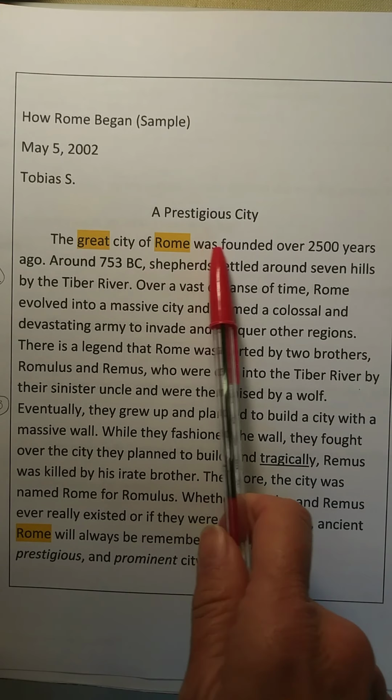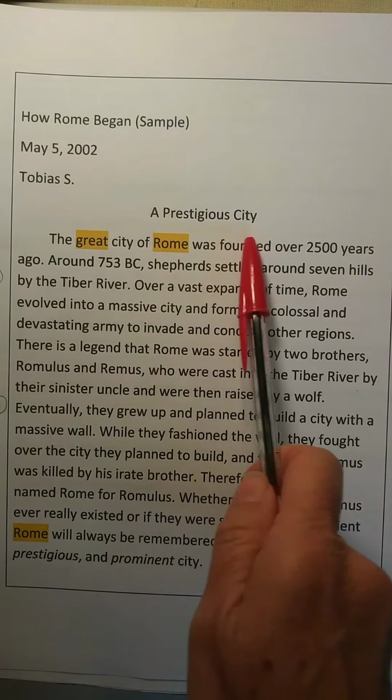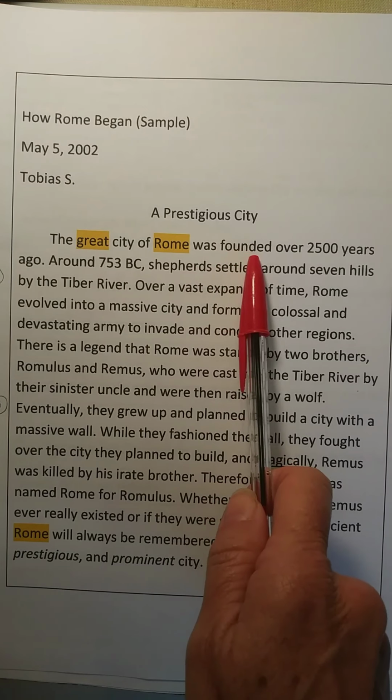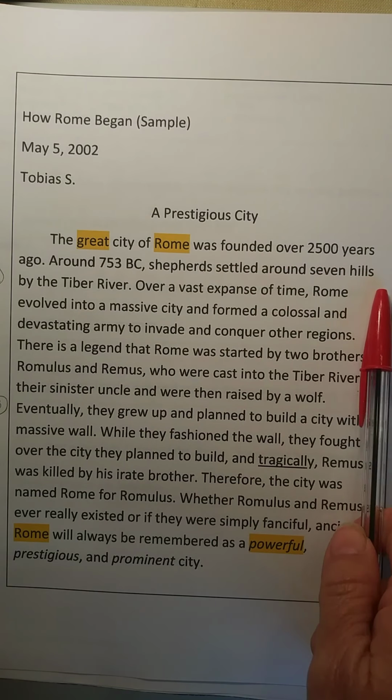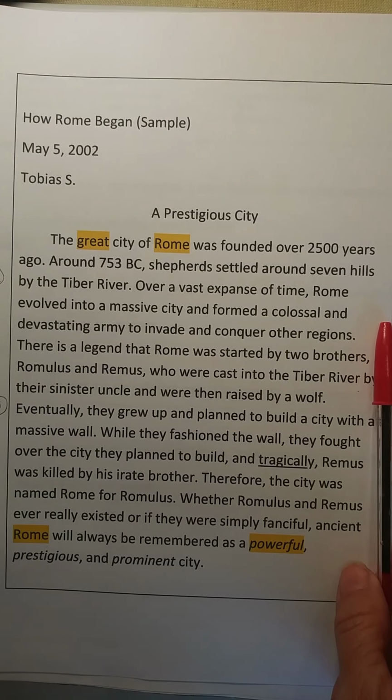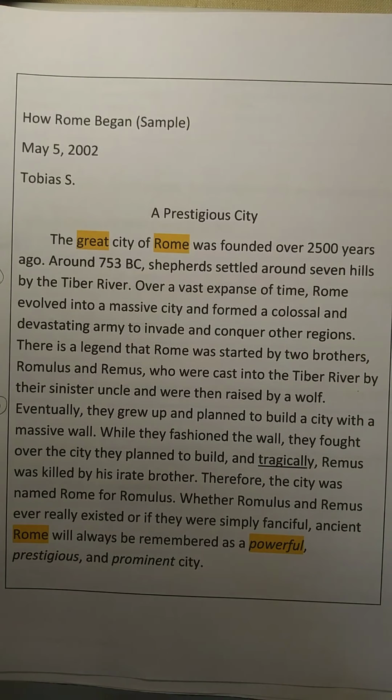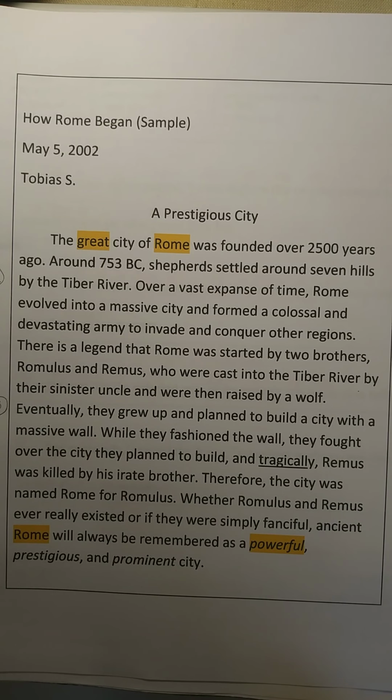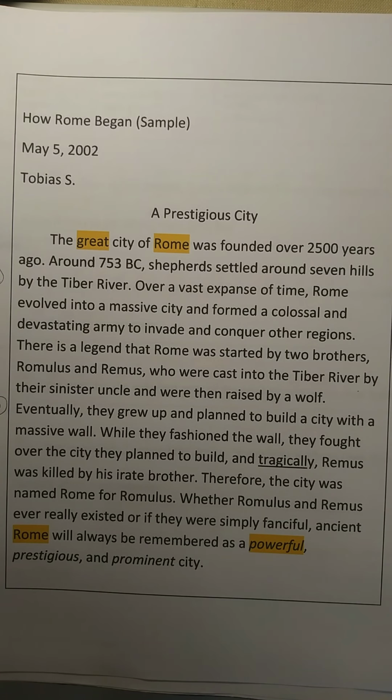Okay, I'm going to read this first, then we'll talk about the particulars. A Prestigious City. The great city of Rome was founded over 2,500 years ago. Around 753 BC, shepherds settled around 7 hills by the Tiber River. Over a vast expanse of time, Rome evolved into a massive city, formed a colossal and devastating army to invade and conquer other regions. There is a legend that Rome was started by 2 brothers, Romulus and Remus, who were cast into the Tiber River by their sinister uncle and were then raised by a wolf.